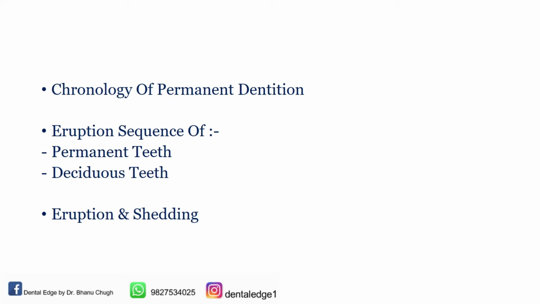So for permanent teeth, we have already learned the complete chronology. For deciduous teeth, you should at least remember the eruption sequence. Then you can be asked to define sometimes in Viva what is eruption and what is shedding. Then you can be asked to write in examination what is the importance of deciduous dentition.